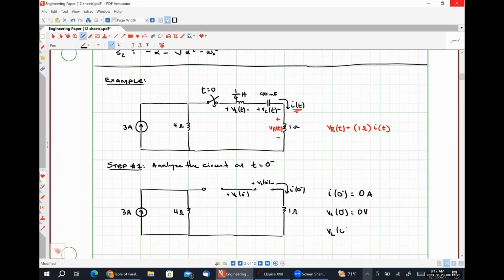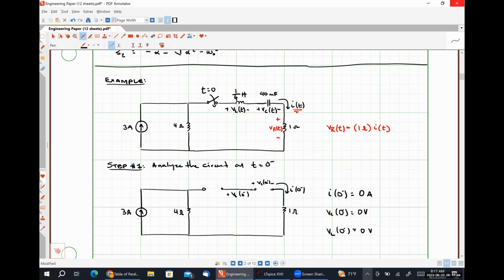VL at 0 minus will also be 0 volts. So VL at 0 minus is 0 volts because we're taking the voltage drop over the short circuit representation of the inductor. So that one's fairly obvious.